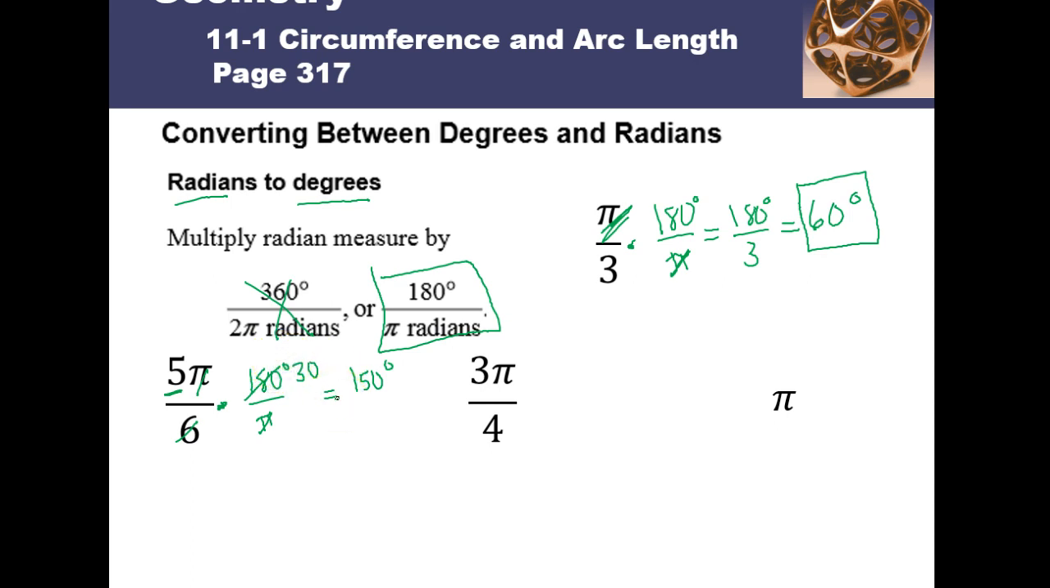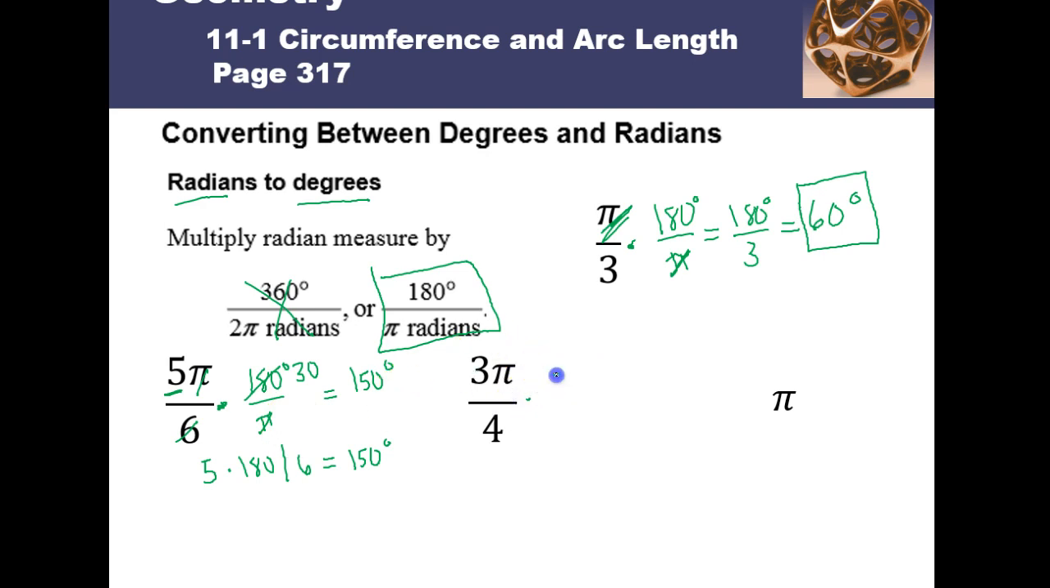Again, calculator wise, you could just do this. On the calculator, we would type in 5 times 180 divided by 6, and then it's going to give you 150. Now, if it gave you a decimal, then you could do frac and get the fraction, but it's okay to actually get a decimal. Okay, so let's try this one.